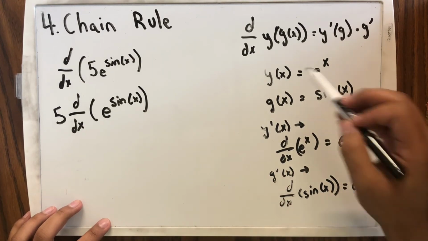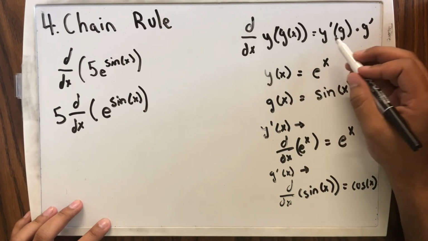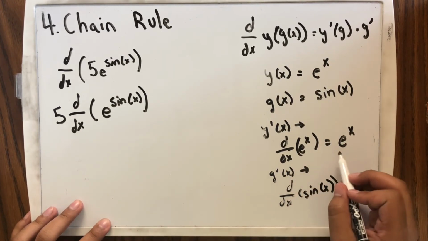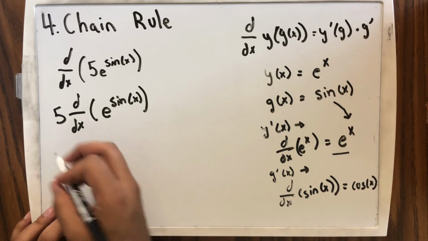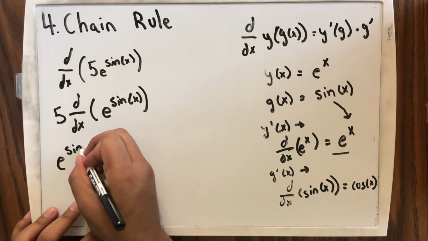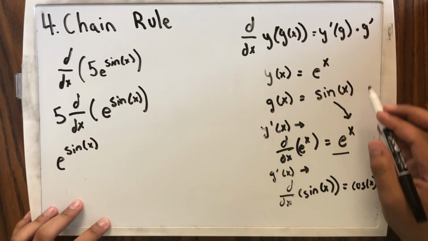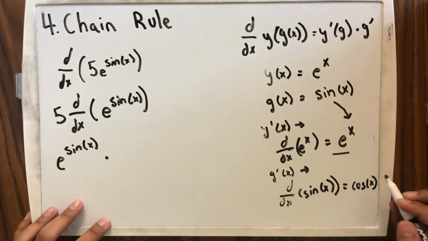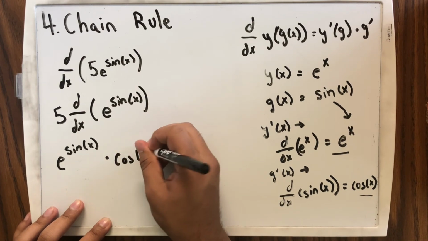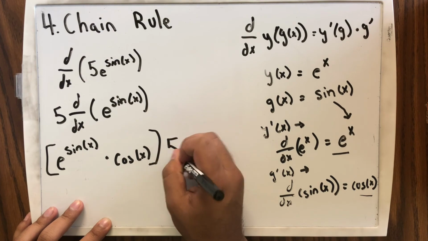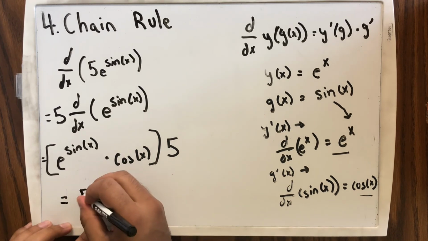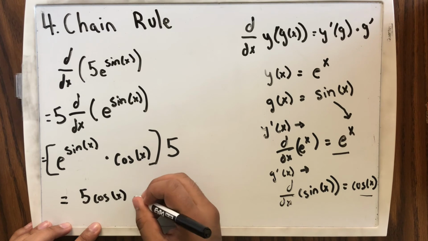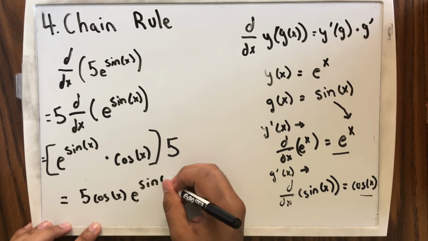Now, if we use this to plug into the equation up here, we can see that y prime of g, plugging in sine of x into that x, would be e to the power of sine x multiplied by g prime, which is cosine of x. All multiplied by 5. So the answer is 5 cosine x e to the power of sine x.